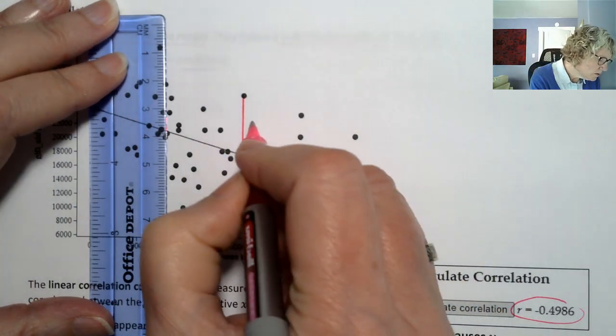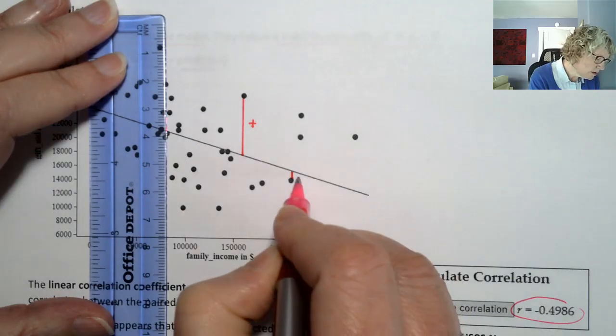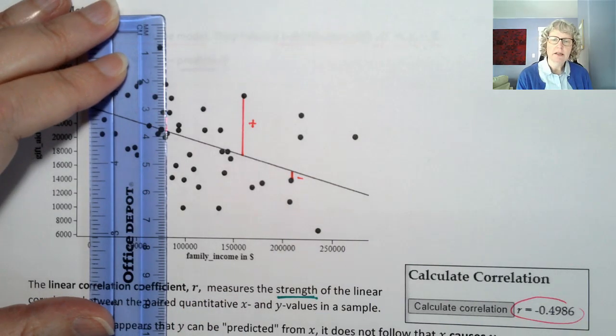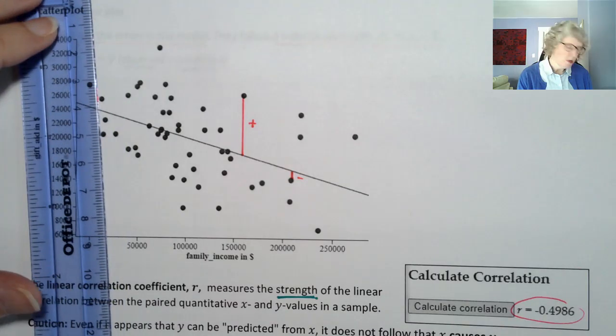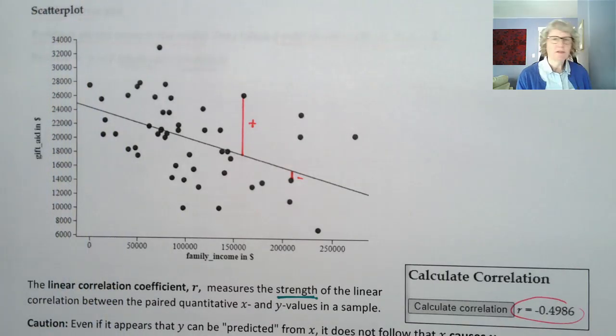Okay, and also a residual up here is positive, and a residual down here below the line is negative. Above the line positive, below the line negative. It's a real handy way they set it up that way.